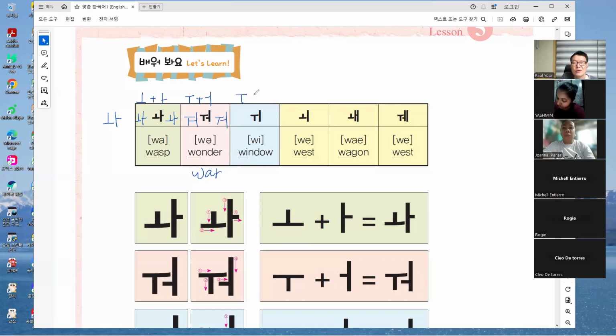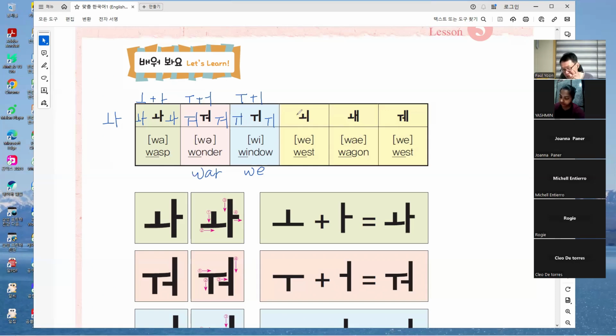All right. Next, this one. U plus E. So, U, E. Okay. We. So for window or we, right? Window, we, right? One, two, three. U and E. We. Can you repeat? We. Okay, good.